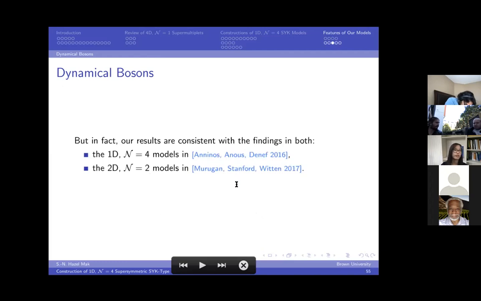And also, if you look at the 2D N=2 models by Murugan, Stanford, and Witten, they also have dynamical bosons. So I think this is just a feature that, at least for now, we would not be able to get rid of.